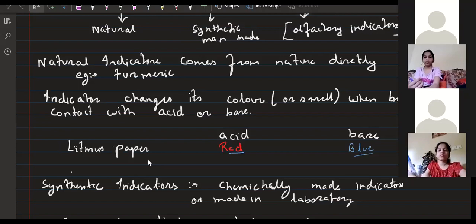So you remember it like this: blue base, right? Because people get confused. So remember this, litmus paper is blue in base. Blueberry, blue base, okay? Like that.